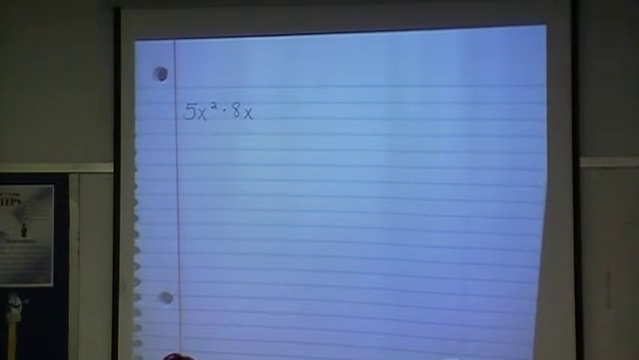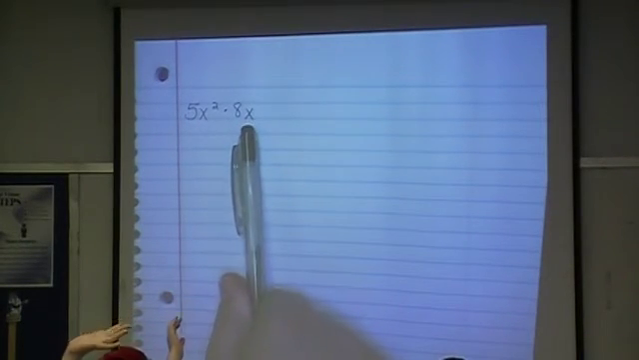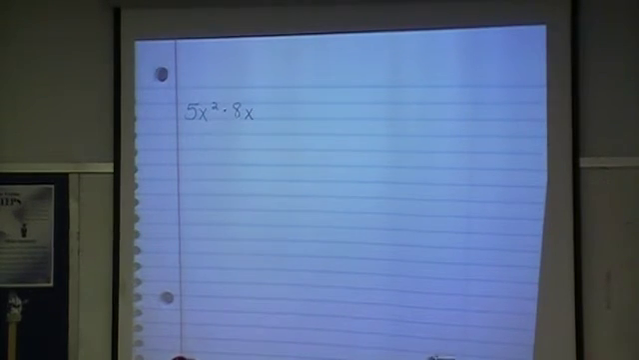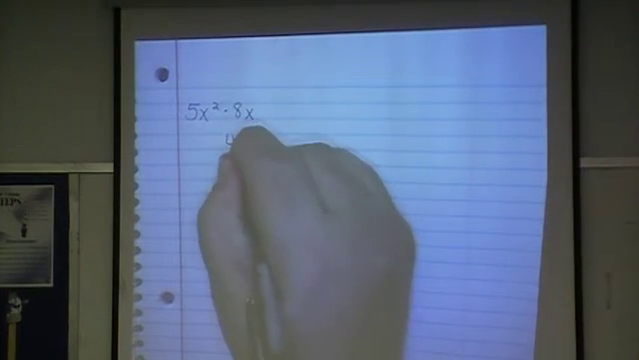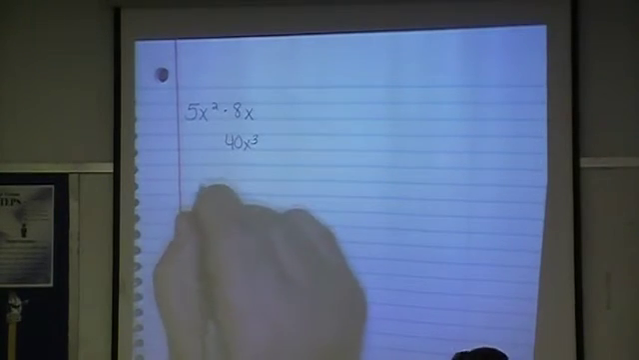Gina, what'd you get for this answer? 40x squared? No. 40 is right. I've got two x's here. Gina, how many x's do I have right there? 1. 2 plus 1 is what? 3. The exponent is positive. We're happy. All right, let's look at this one.